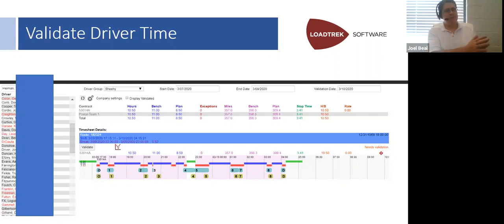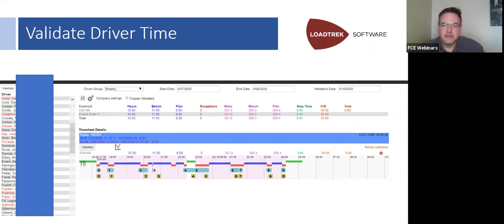So what happens is within LoadTrek, you give FCE permission by setting up a special user so that FCE can automatically pull this information at whatever frequency they deem necessary. Once a minute, once an hour, once a day, once a week, really doesn't matter. And by virtue of the fact that you have set up and dispatched this work, it's already done for you. The hours and the calculations that are derived off of those hours are done automatically. You don't have to do anything. Wow. That sounds like a very complete solution right there.